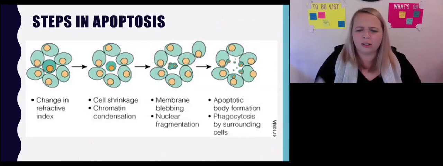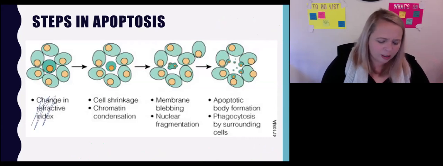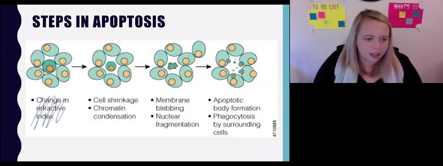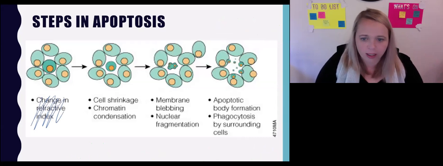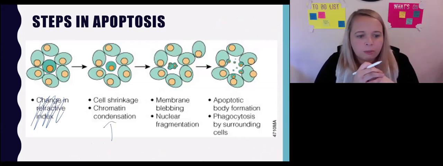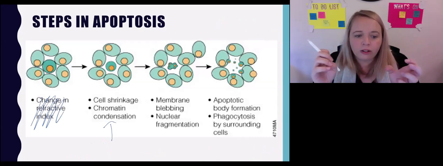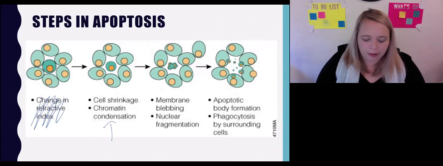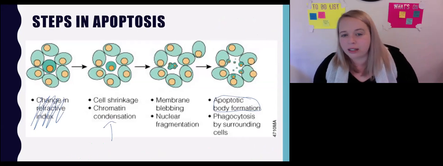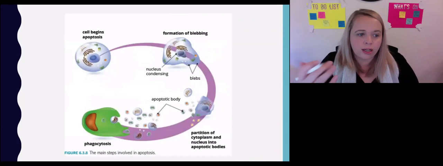So you don't need to look at this change in refractive index. That's beyond the level of your study design. But you can see here that the cell is beginning to shrink. It's beginning to separate from the adjacent cells here in this second picture. Now the membrane then begins to bleb and the nucleus begins to break down. So now we've got these apoptotic bodies forming in the last picture, and we get phagocytosis by surrounding cells or by white blood cells. Here's another picture to show you what's happening.